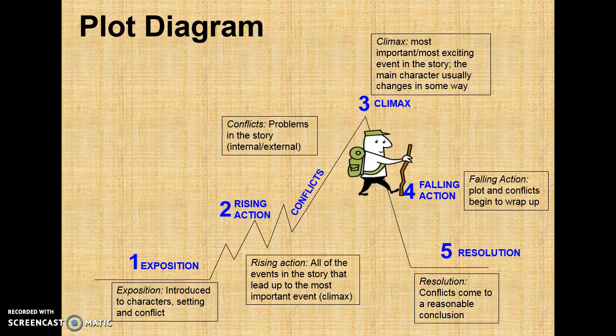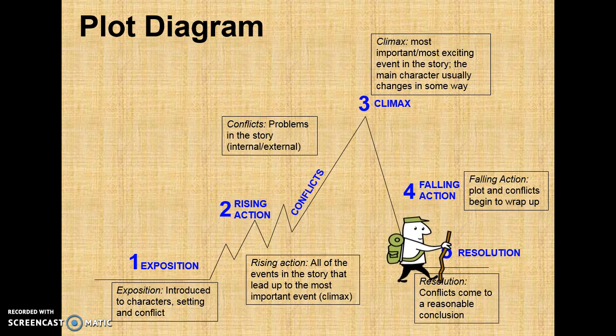After the climax, we have the falling action. The falling action is when the plot and conflicts begin to wrap up. Finally, we have the resolution. The conflicts come to a reasonable conclusion.